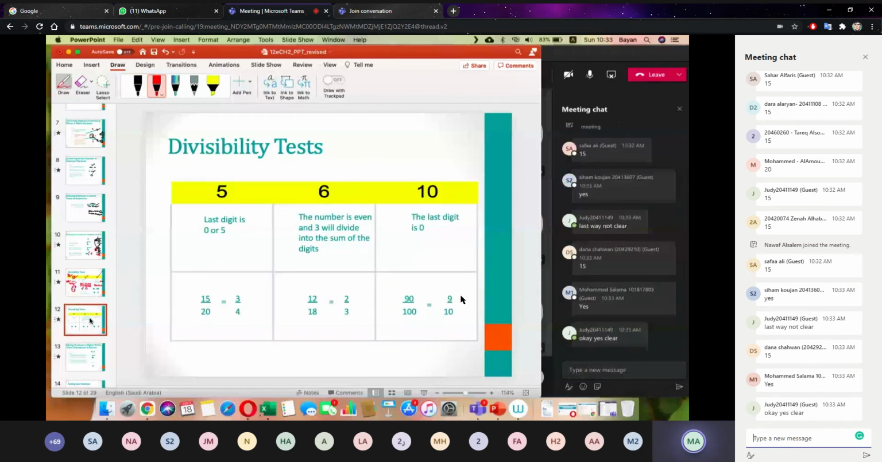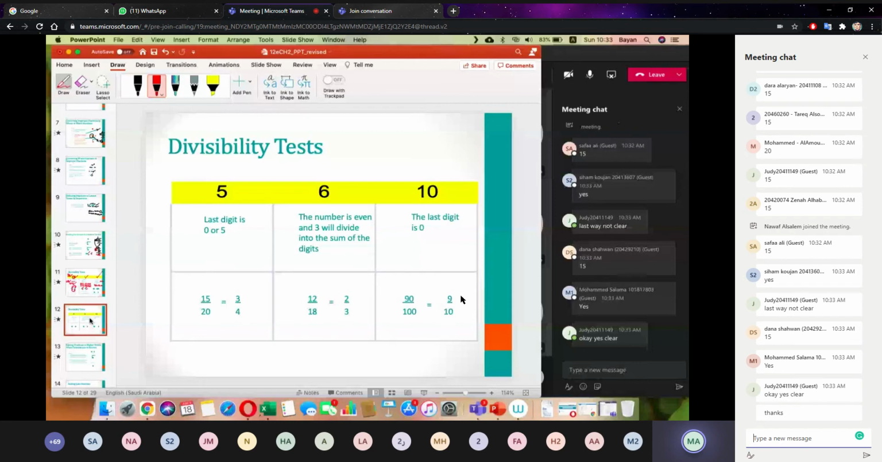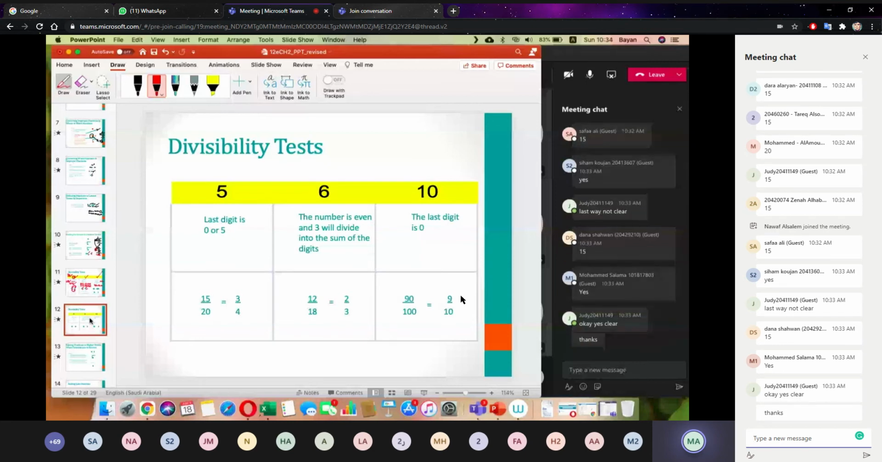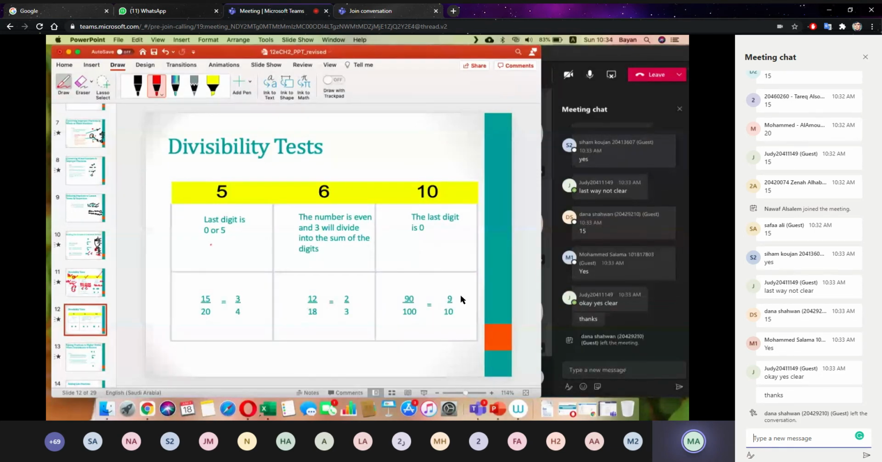Now number 5. Any value that ends with 5 or 0, we can divide it by 5. Here we have 15. Can we divide it by 5? Yes. 20. Can we divide it by 5? Yes. 1,000.